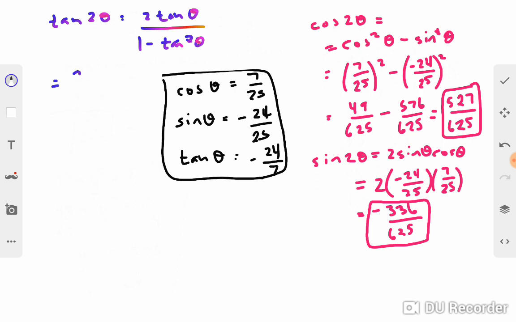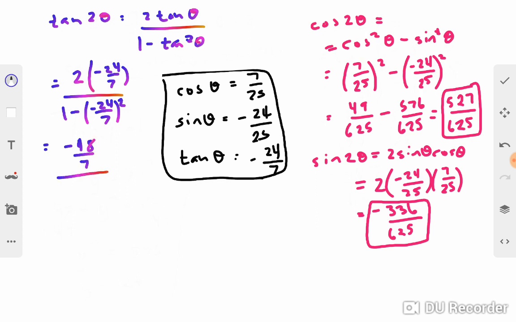And so that's going to give us 2 times negative 24 over 7 over 1 minus negative 24 over 7 squared. Okay, so that's going to give us negative 48 over 7 on top over, and this is going to be 1 minus, and this is going to come out positive, 576 over 49 here. Okay, so this is all one big fraction here.